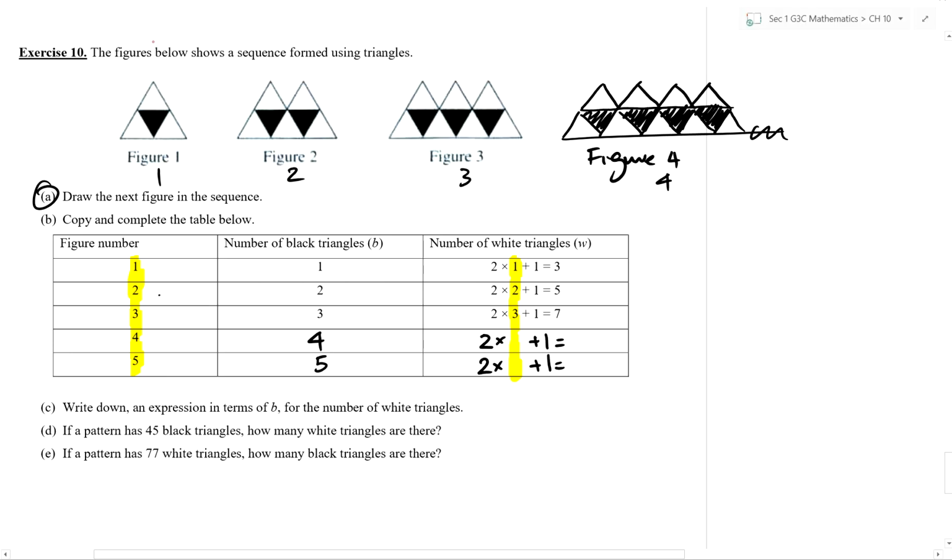And we see that it is very straightforward. These highlighted numbers correspond to the figure numbers. So this must be 4 and this must be 5. Calculating them, this is 8 plus 1, which is 9. 10 plus 1, 11. And we notice that on the right hand side, it also follows a pattern. They are all odd numbers. Specifically, we start with 3 and we keep adding 2.